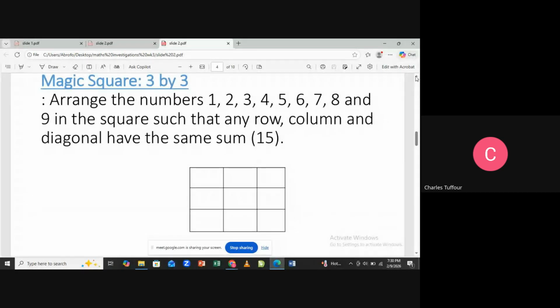The other diagonal. The other diagonal is 1 plus 5 plus 7. 1 plus 5 is what? 6. So that is 13, right? Yes. So the table is wrong only in that one. It makes everything not equal.